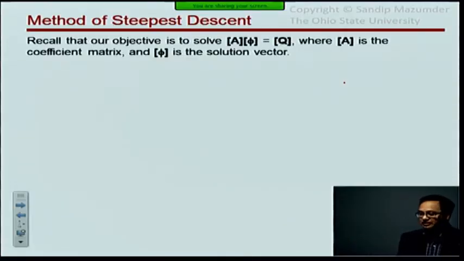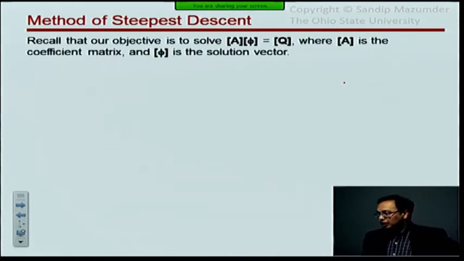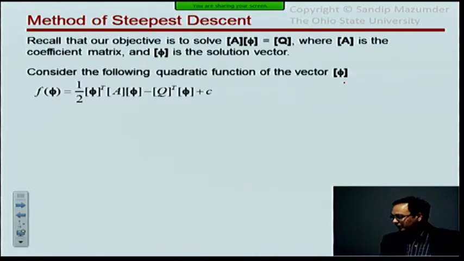Our objective is to solve A phi equal to q. A is our coefficient matrix, phi is the solution vector, q is the right hand side. Now, the method of steepest descent is a method that really applies to any linear algebraic system, A phi equal to q. It does not even bother about where the algebraic system came from.